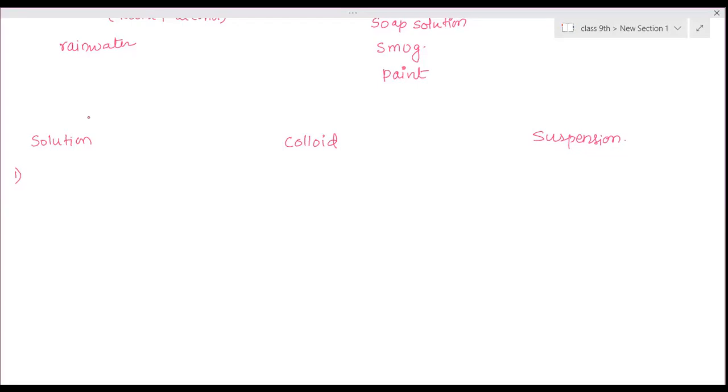Then Tyndall effect. Solutions do not show Tyndall effect. Colloids and suspensions show Tyndall effect. Filterability. In solution, solute particles pass through filter paper. Solutions easily pass through filter paper as well as semi-permeable membrane. Colloids pass through filter paper but do not pass through semi-permeable membrane. And suspensions cannot pass through filter paper as well as semi-permeable membrane.